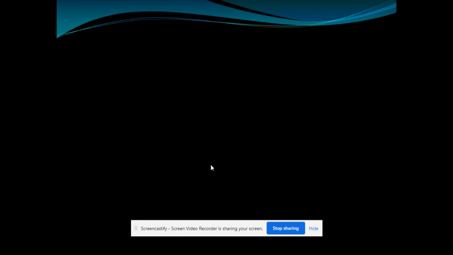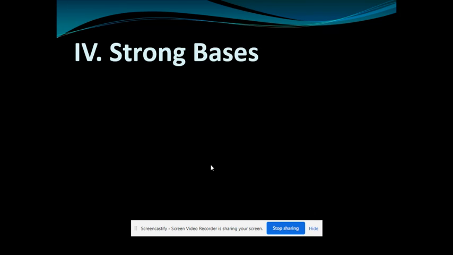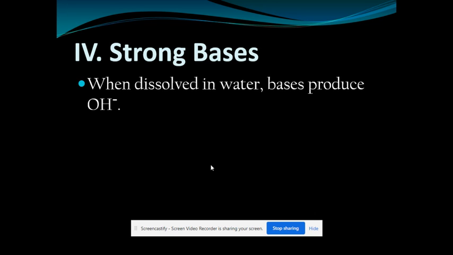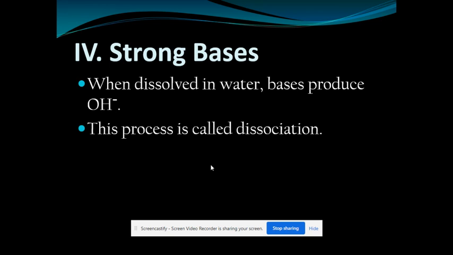All right, then for bases, it's going to work pretty much just like the acids, except where acids make hydronium, bases make hydroxide. So the terms are going to be the same type of thing. It's just for hydroxide here. All right, so for a strong base, as we mentioned before, when a base is dissolved in water, it produces hydroxide. This is called dissociation. Again, don't get hung up on those words. You just need to know what they make.